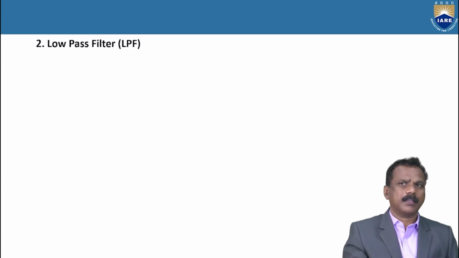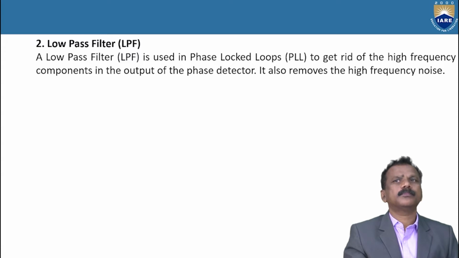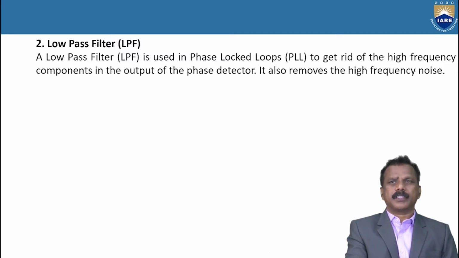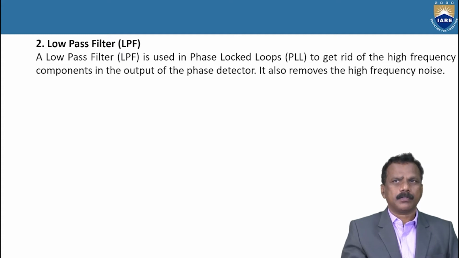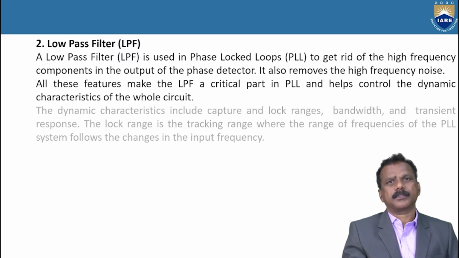The PLL internal functional block diagram involves the phase detector, low pass filter, VCO and so on. Now we are entering the low pass filter. The low pass filter is used in phase lock loops to get rid of the high frequency components in the output of the phase detector. It also removes high frequency noise. All these features make the low pass filter a critical part of the PLL and help control the dynamic characteristics of the whole circuit.